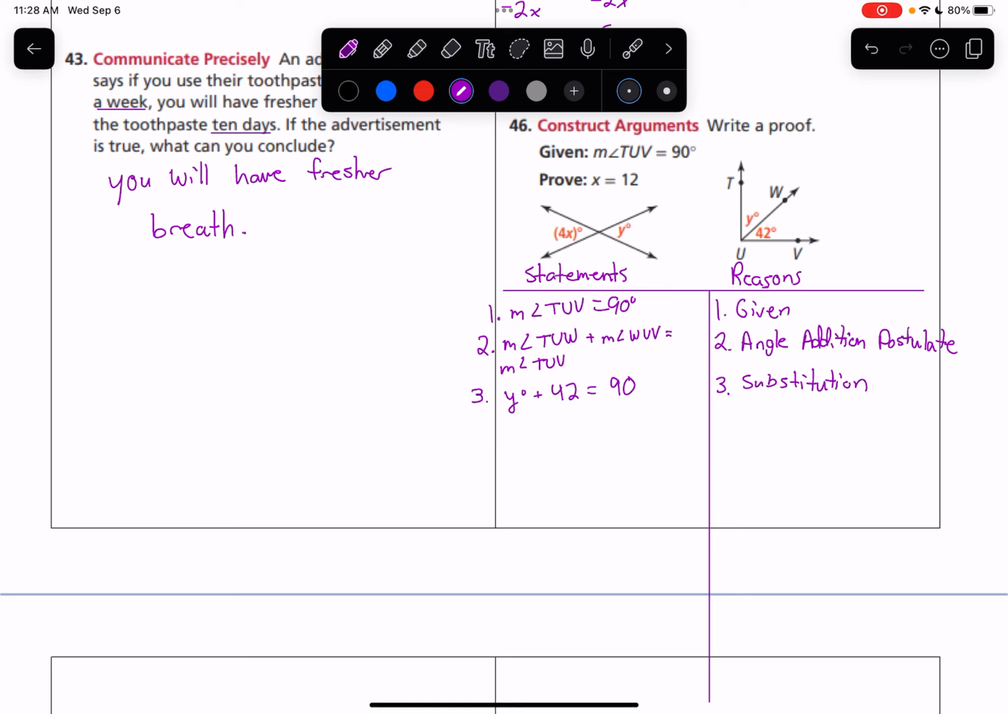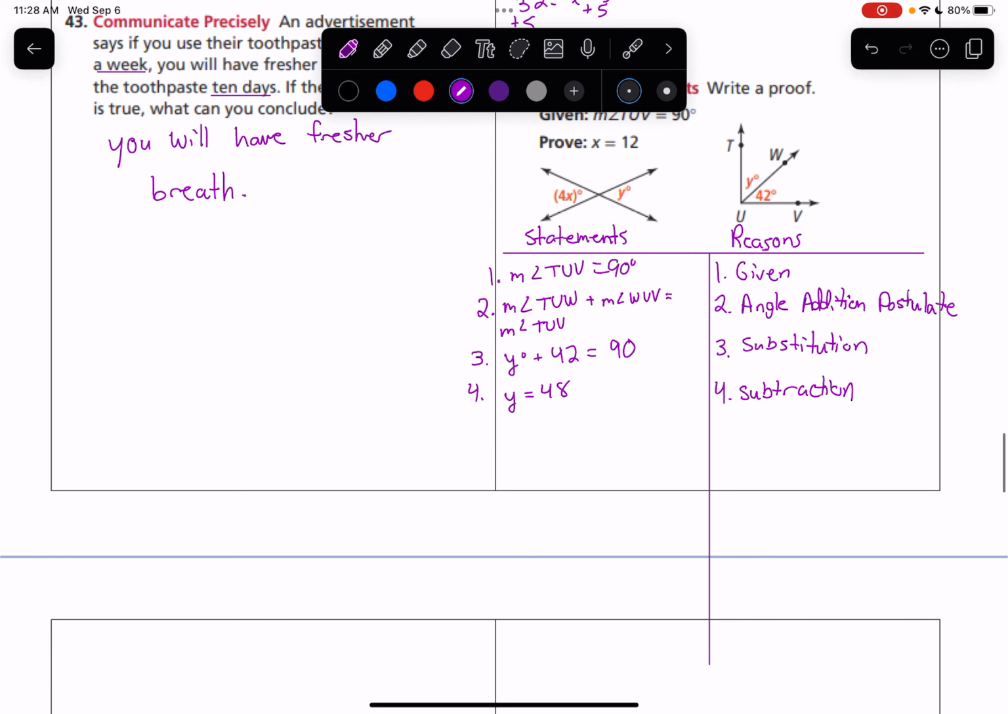All right, now I can find what y is. I can subtract 42 from both sides and find that y degrees, or y equals 48. And I'm doing that by subtraction. All right, once I know that y equals 48, I can go further.